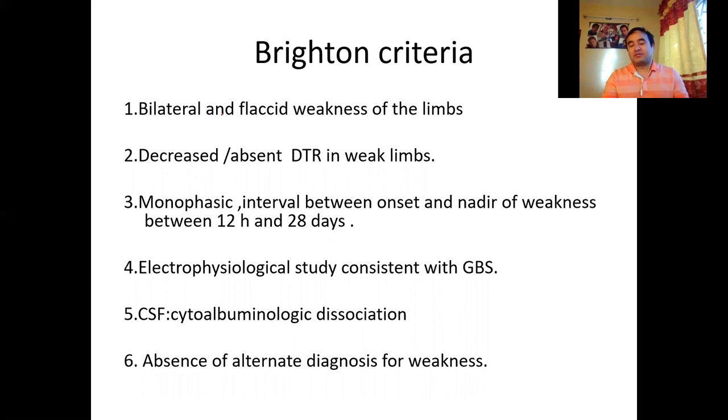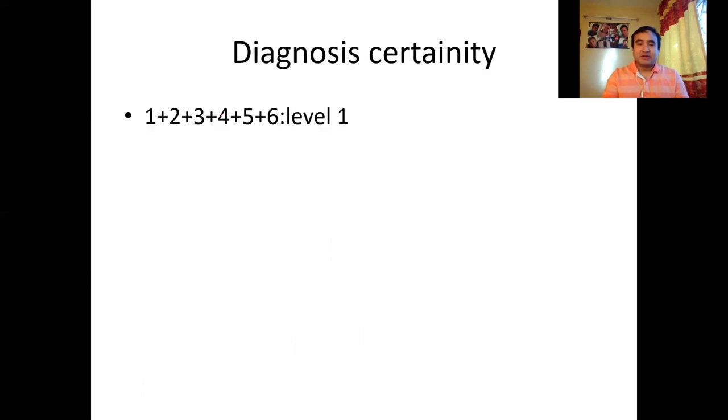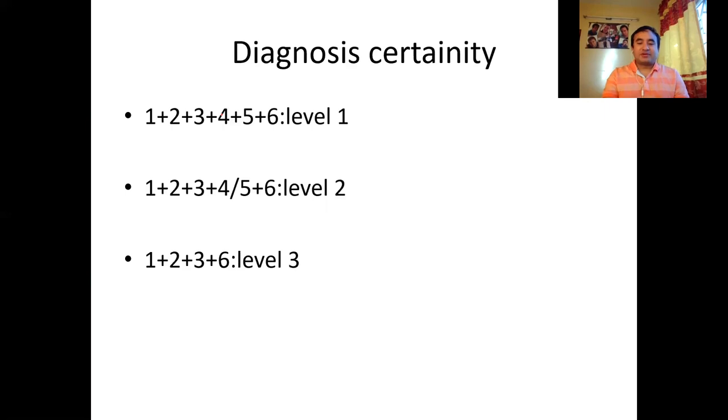If there is another all-limb weakness with a potassium level of 2.3, then we cannot make the diagnosis of GBS in that person. Okay, that's hypokalemic paralysis. So we have to give some diagnostic certainty. If all the criteria are met, it's level 1 certainty. If the criteria are 1, 2, 3, 4, 5 plus 6, then level 2. And if there are 1, 2, 3, and 6, then level 3.